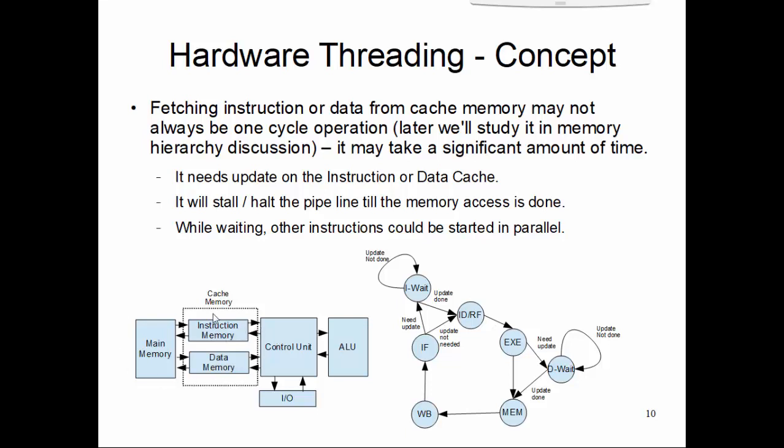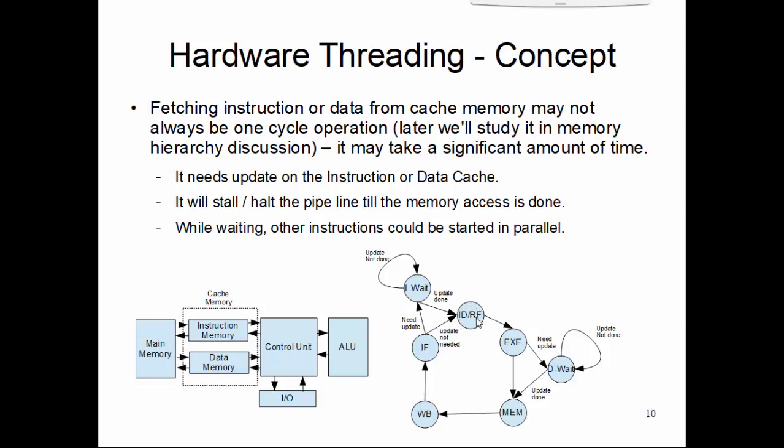So it is basically checking that status. Okay, update is not done, and it is still staying in the I wait state. And then once this bringing back of the instruction from the main memory into the instruction memory and then sent to the control unit, that whole operation is done, then a flag is up saying that, hey, update is done, you can take this instruction. Then your processor goes into the instruction decode and register fetch state. All right.